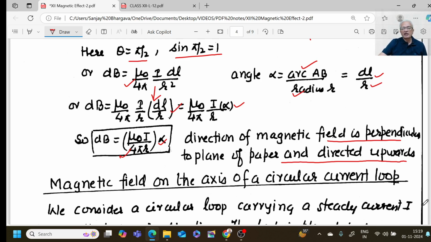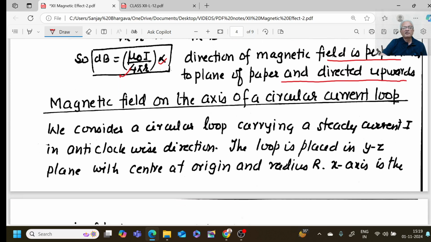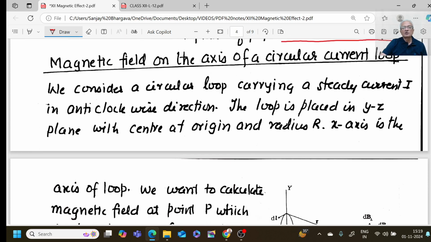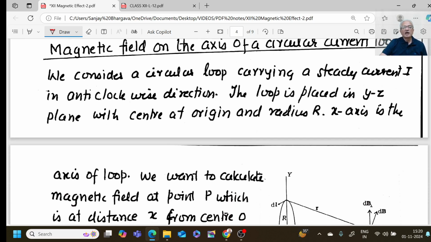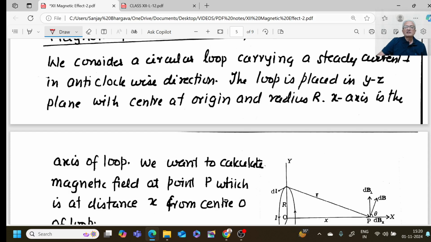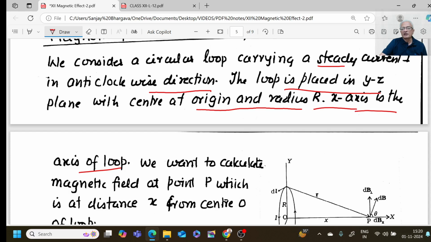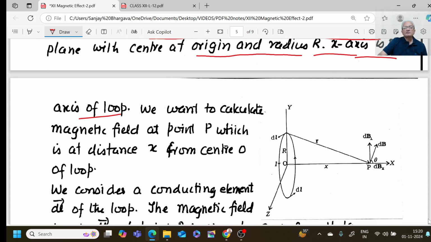Now as the third application, we pick up magnetic field on the axis of a circular current loop. So we have a circular loop which carries a steady current I in anti-clockwise direction. The loop is placed in YZ plane with the center at the origin and radius r. X-axis is the axis of the loop. This is what is shown in the figure here. So we have a loop here which has been placed in the YZ plane. O is the center of the loop and x-axis passes through center of the loop.